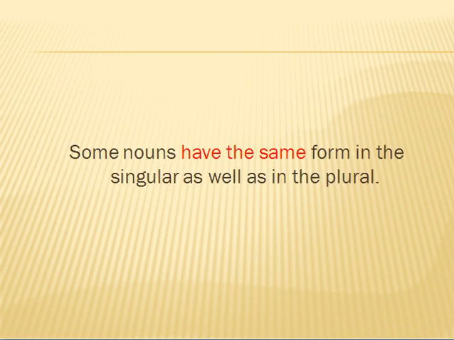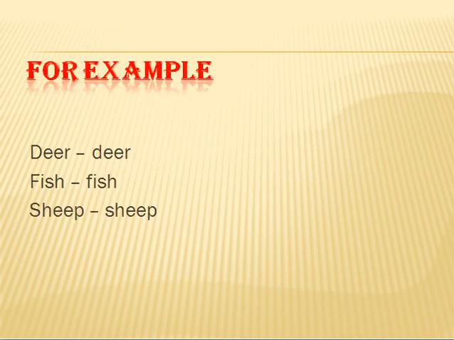Some nouns have the same form in the singular as well as in the plural, means there is no change. Deer. Deer remains deer in the singular form as well as in the plural form. Fish. Fish remains fish in the singular form as well as in the plural form. Sheep. Sheep remains sheep in singular as well as in plural form. There are many other examples also, like furniture, information, fruit, etc.